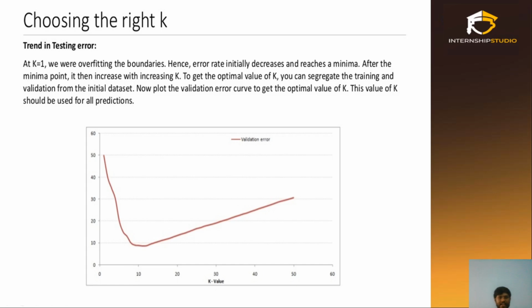For every data set it will vary accordingly, and you have to keep on changing your k value and plot this kind of graph so that you can find the optimal k value for that particular data. So it's a validation error curve that we have plotted to know the optimal value of k, and this value of k we should use for all the predictions. So when k equal to 1, it will lead to overfitting of the boundaries, and as you keep on increasing your k value, it will finally lead to the optimal k value.